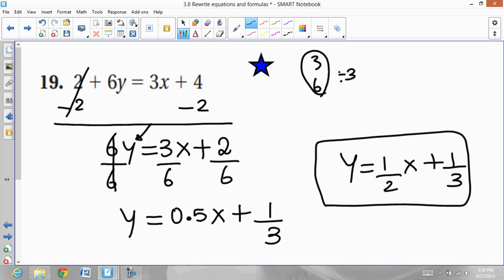This and this, they are both the same. The only thing is I have simplified 3 over 6 to give you a half and 2 over 6 to simplify give you a 1/3. And 1 over 2 is still the same as 0.5.